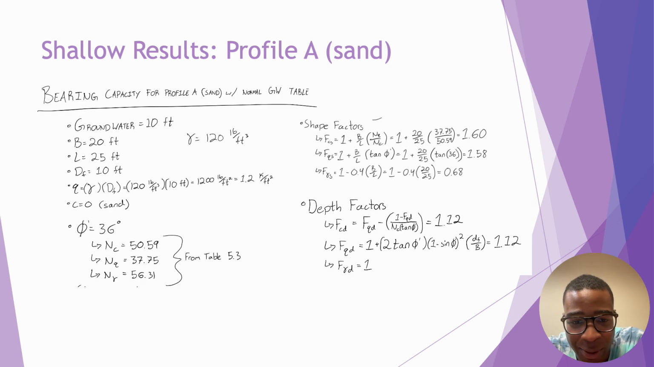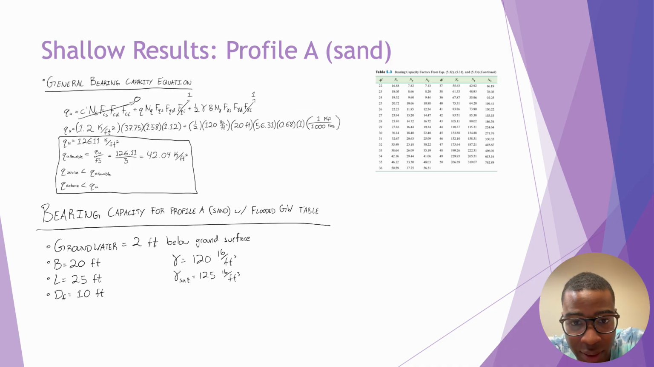And we use table 5.3 to get our Nc, Nq, and N gamma values. Then we use the shape factor equations to get our shape factors. Then we calculate the depth factors. And once we have all our factors, we plug that into the general bearing capacity equation.